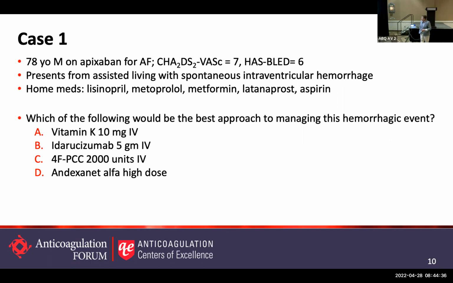And so for this patient, which of the following do you think would be the best approach to managing his hemorrhagic event? And we're going to just go by show of hands. Don't be shy. So how many people think we should give this guy vitamin K? Okay. How many people think we should give idarucizumab? How many people are like, what the heck is that? We're going to get there. All right. How many people think we should give 4-factor prothrombin complex concentrate? All right. I'm seeing some hands go up. And how about andexanet alfa at a high dose? Okay, we got one hand. Chris, no fair.